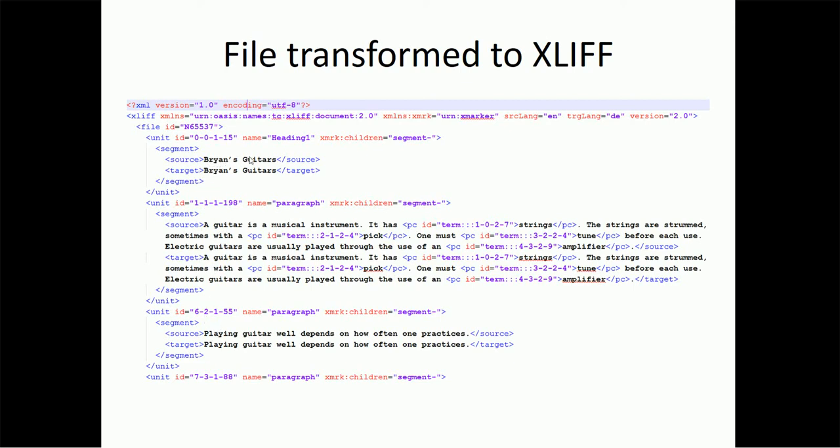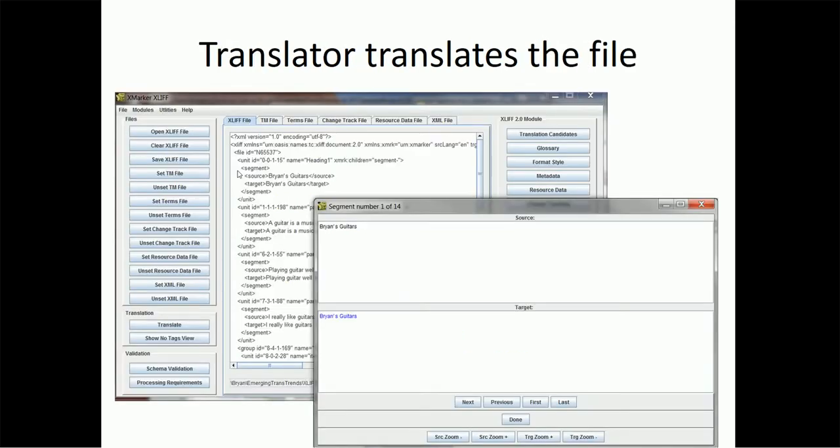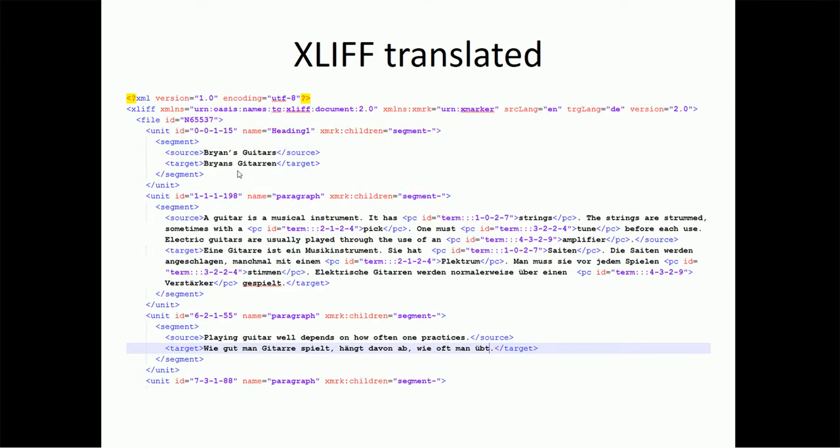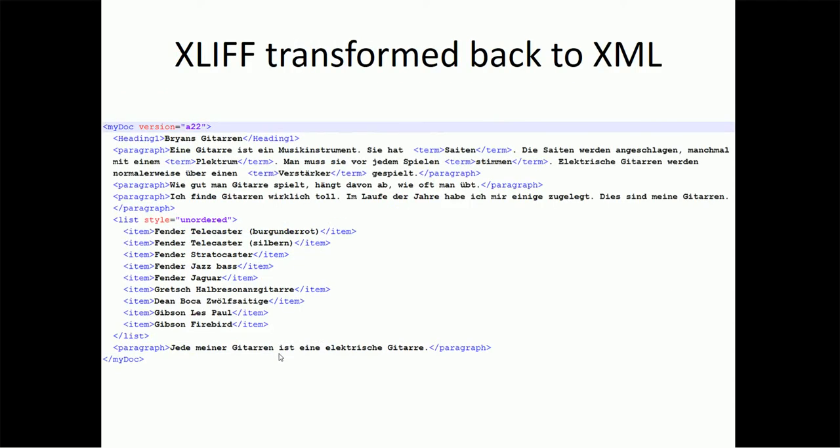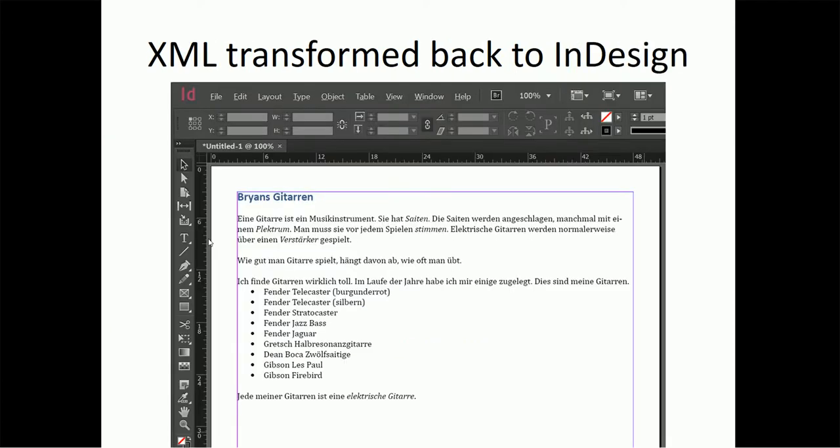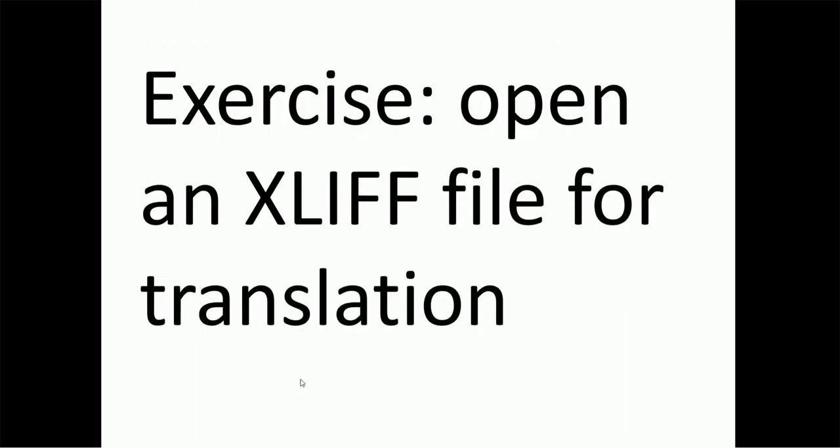The idea is that we translate the source into the target language. So the translator translates the file using the computer-aided translation software, which I will demonstrate in just a minute here, and I will ask you to try to use as well. They translate the text into German in this case, some beautifully perfect German, and we save the XLIFF file, and we transform it back into the same XML format, but this time instead of having English, we have German. We open that into InDesign, and now we have the same file, but it is German rather than English.